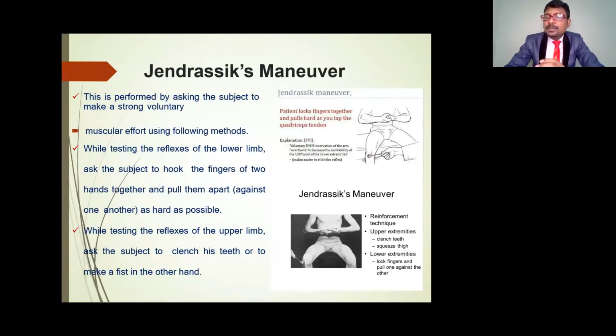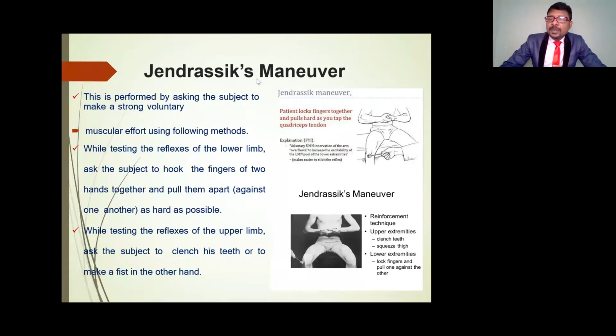This may be because the person has anxiety or maybe depression, or the patient is scared to participate in the examination. In those conditions, we won't get much response. In those conditions, we have to use the special maneuver, that is Jendrassik's maneuver.